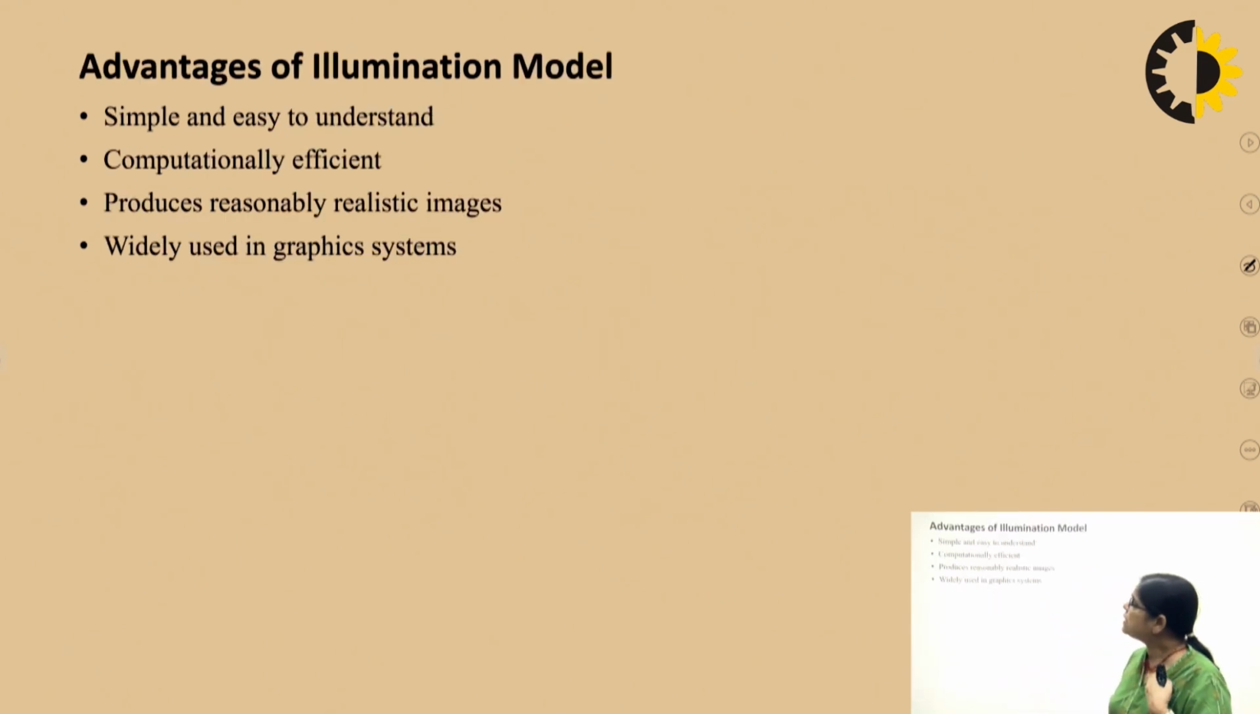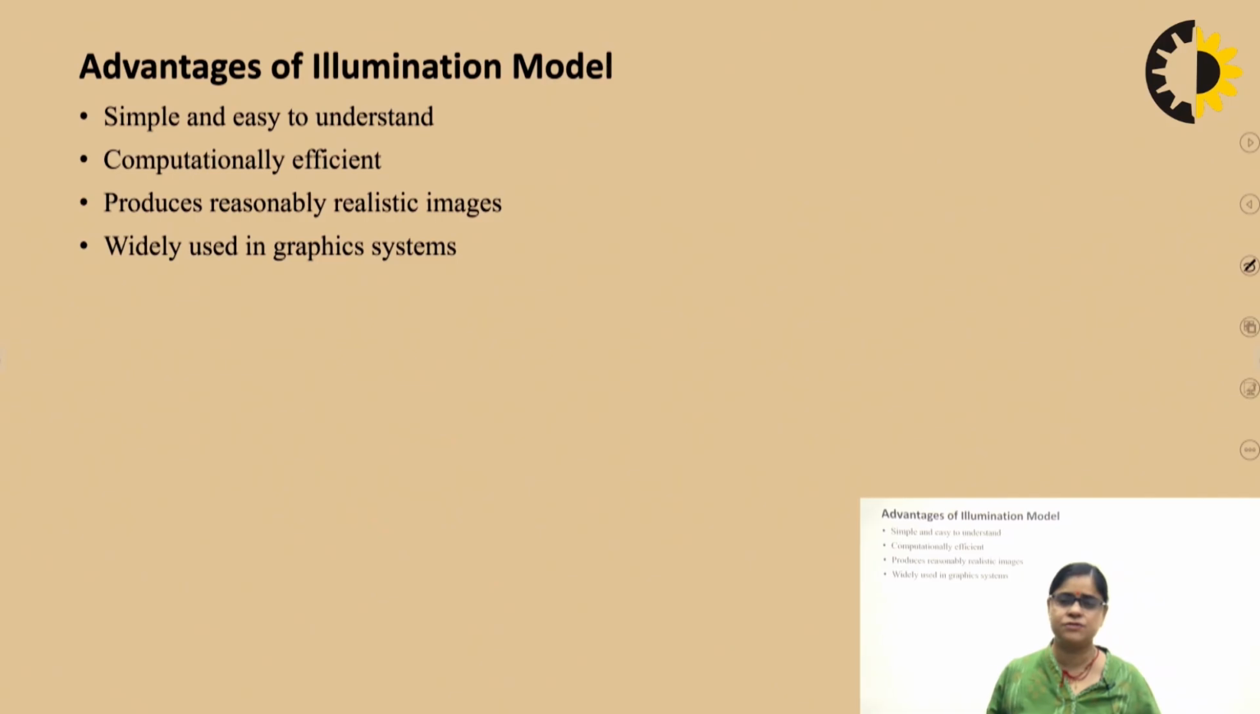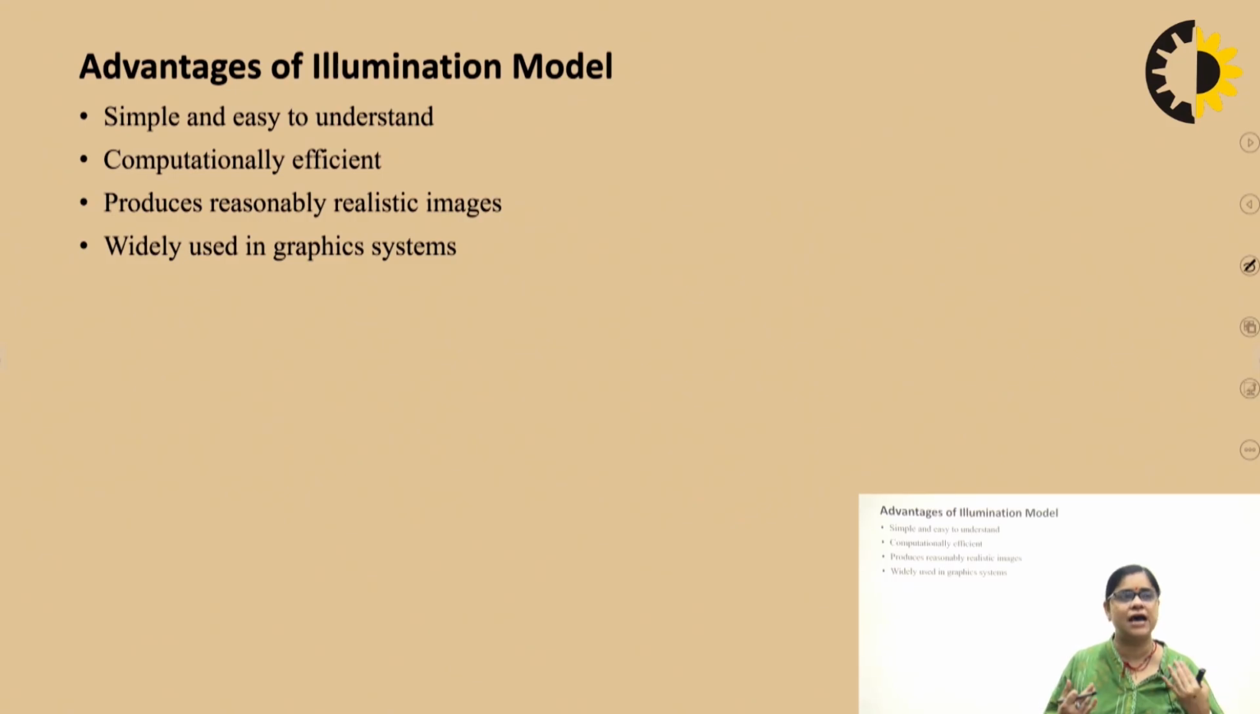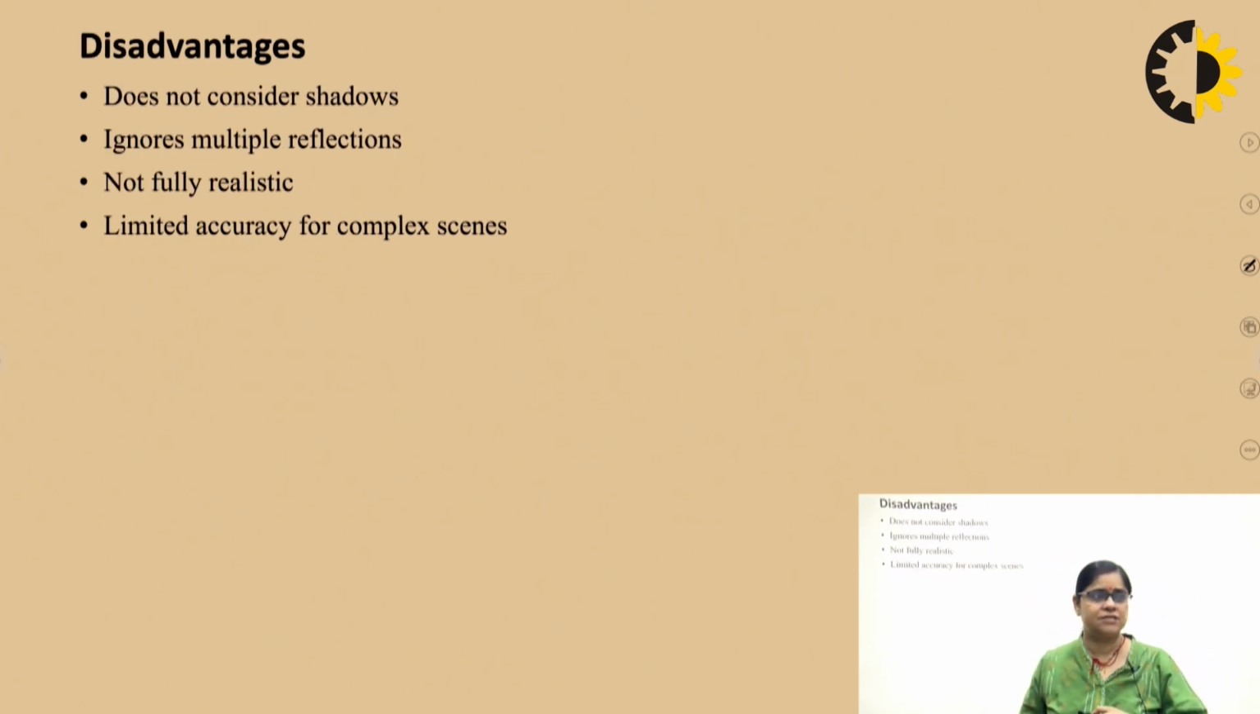Now, why are we using the illumination model, or why are we using this mathematical concept in graphics? Because it is very simple and easy to understand, and one most important advantage is that it provides a realistic image. It is providing a very realistic image. That's why we are using the illumination model, and because of that, it is widely used in graphic systems.